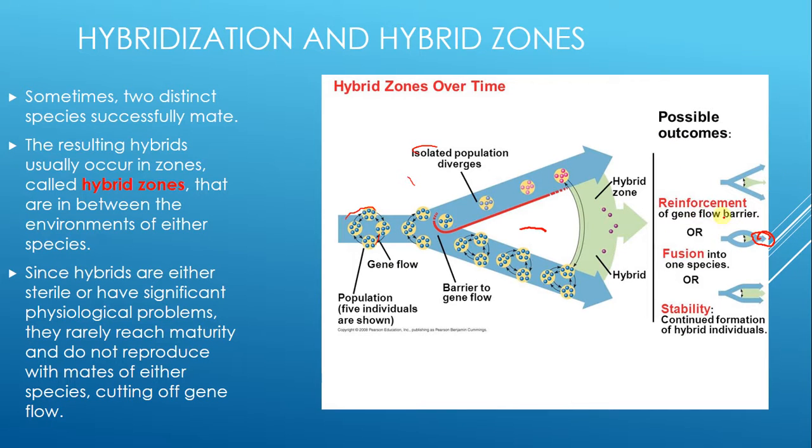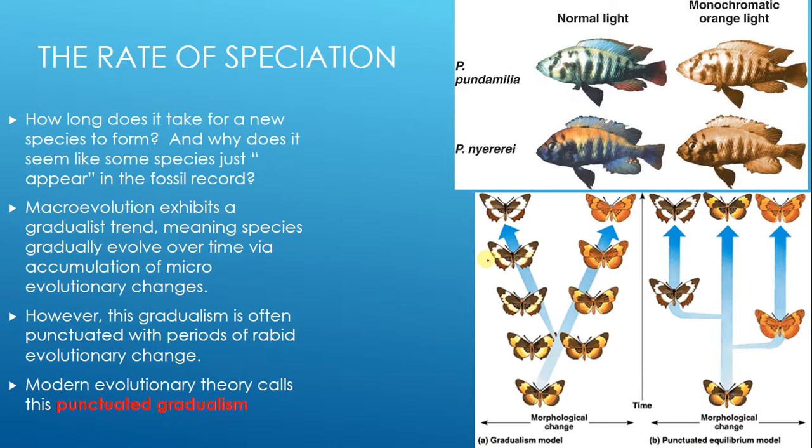Hybrid zones can also reinforce a gene flow barrier if these hybrids are significantly less fit than either of those species. Then that'll increase the reproductive isolation of those two species and cause them to diverge even farther. Or if the hybrids continue to happen, are less fit, so they don't limit gene flow, but they're not extremely lethal, they might just stabilize or continue the genetic differences between the two species remains kind of stable. Hybrids keep happening, but they don't contribute a lot to gene flow.